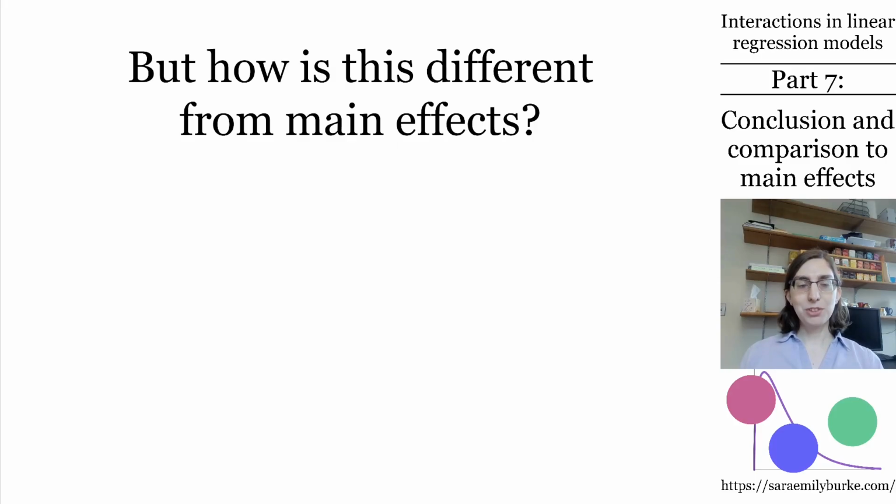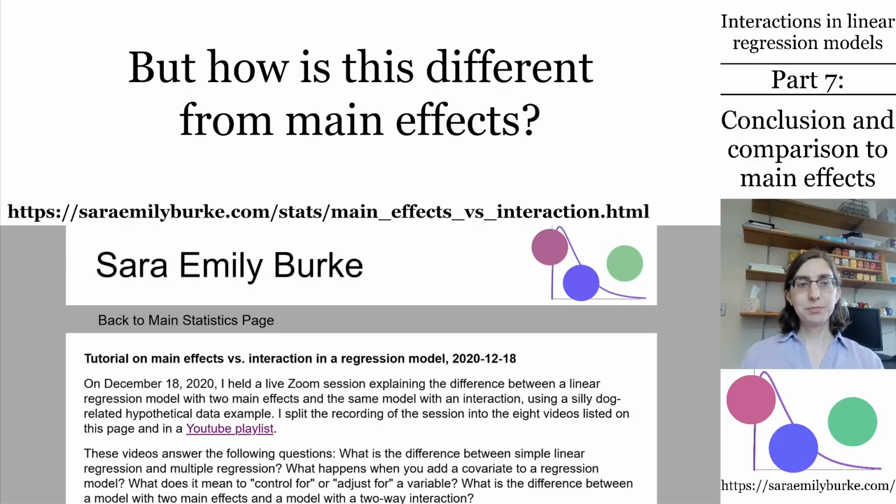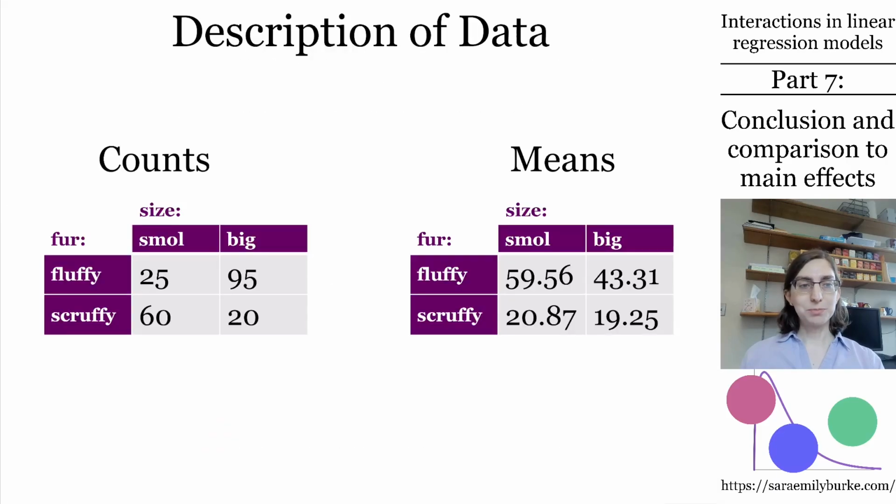But how is this process different from main effects when we just include two or more variables in a regression model, adjusting for one another? I have a demonstration that attempts to make it visually intuitive what is happening when we include main effects in a regression model and how it's different from what happens when we include an interaction in a regression model on my website. And you can go to the URL shown on the screen in order to watch that lengthier video demonstration. But today I'm going to give a short synopsis of it.